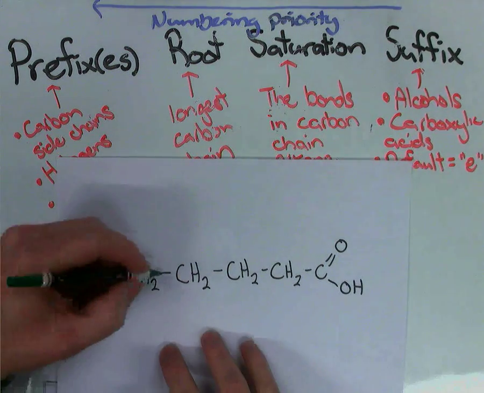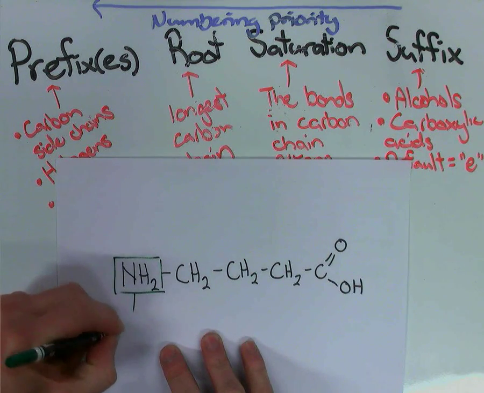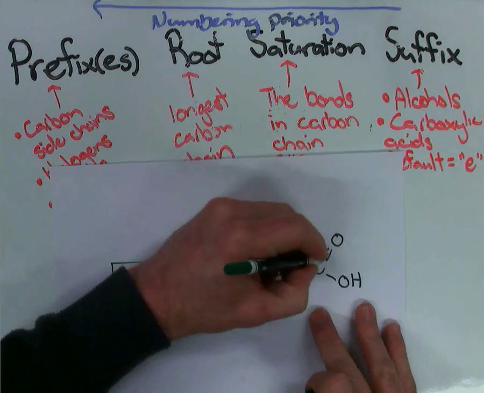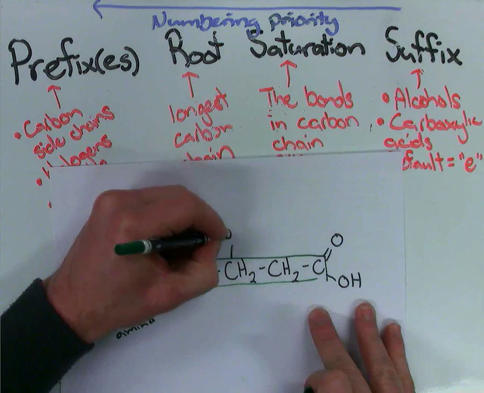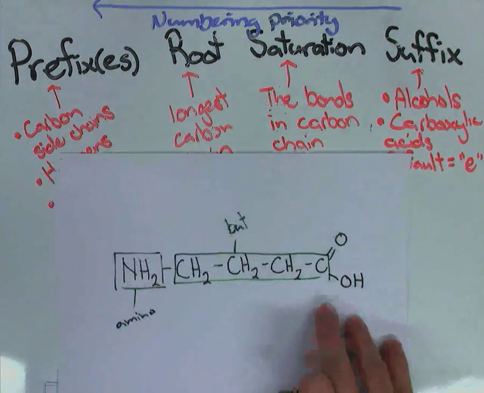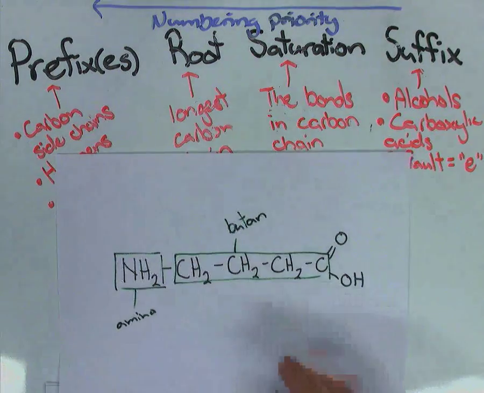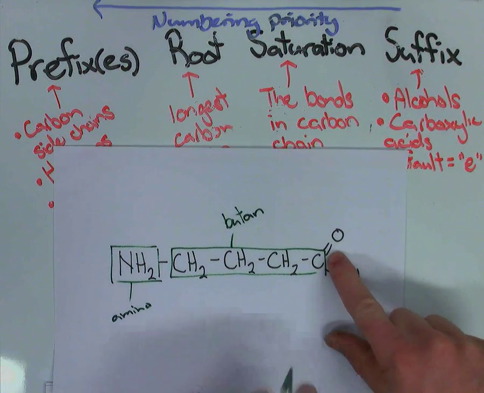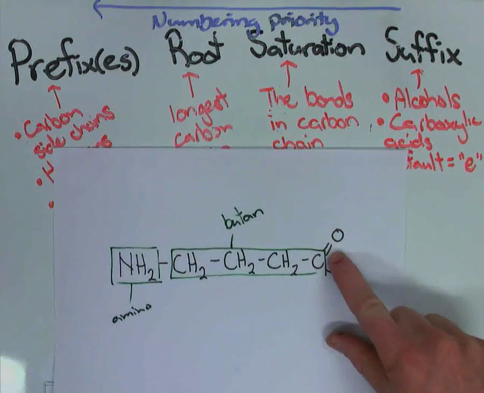Naming one piece at a time. Presence of this is going to be a prefix of amino. I've got 4 carbons in a row. That is going to be but-. Also, along that carbon chain, no double bonds between them, or triple bonds, so it's -an-. There is a double bond over here going to an oxygen, but because it's not part of this chain, that is not what the saturation shows.